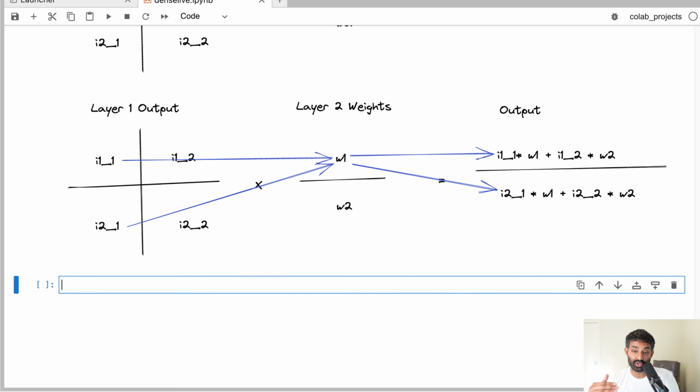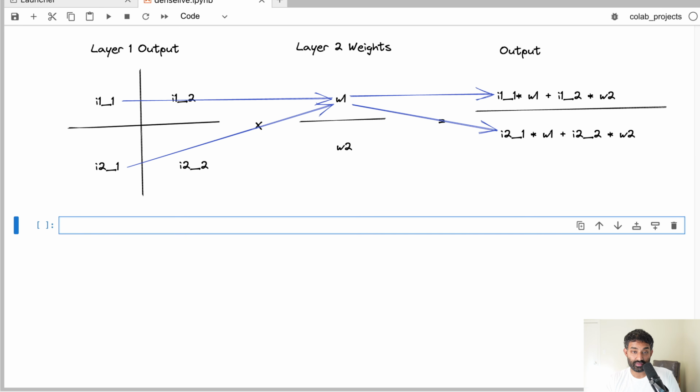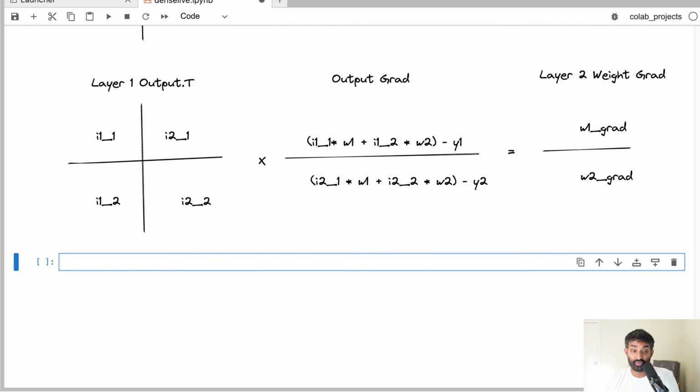And by connecting, I just mean the weight is multiplied by the layer 1 outputs to get the layer 2 outputs. And I'm leaving the bias out here. It's not really necessary for this, and it simplifies things if we leave it out. Okay, now what we can take a look at is how the gradient flows.